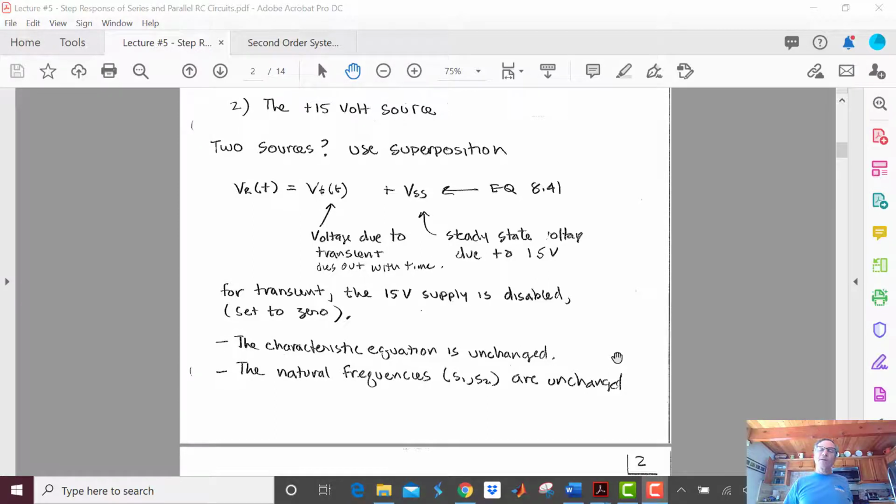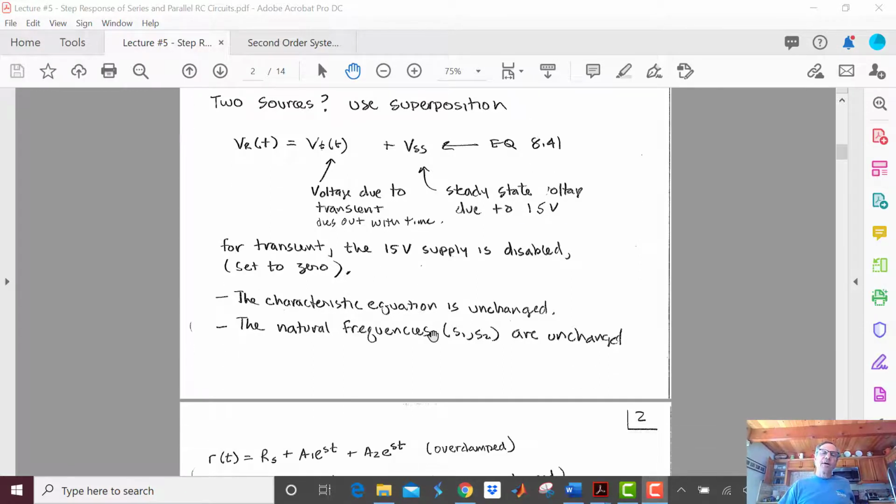Again, my copper pipe, the tone that it makes when I drop it will have the same frequency whether I drop it from up here or whether I drop it here. Here I'll get boing, here I'll get boing, it's louder, but the natural frequencies are the same. So the characteristic equation is going to be independent of that supply.